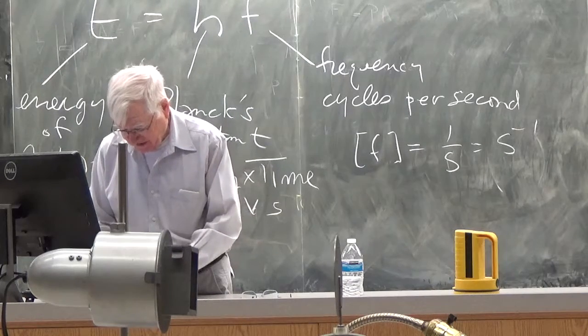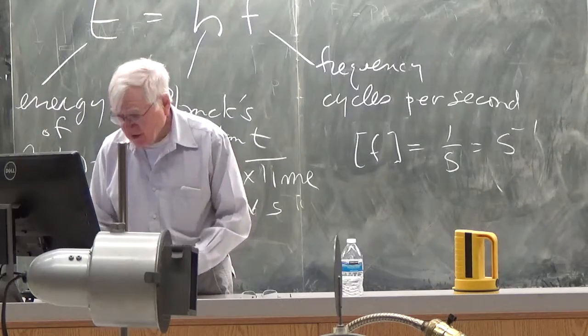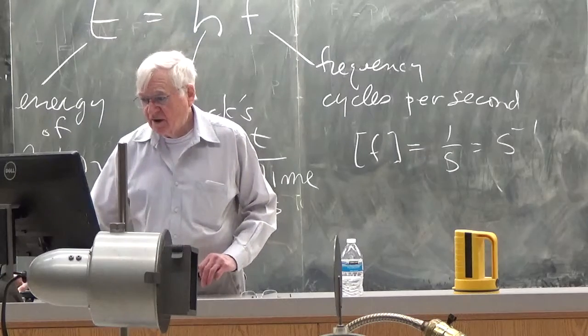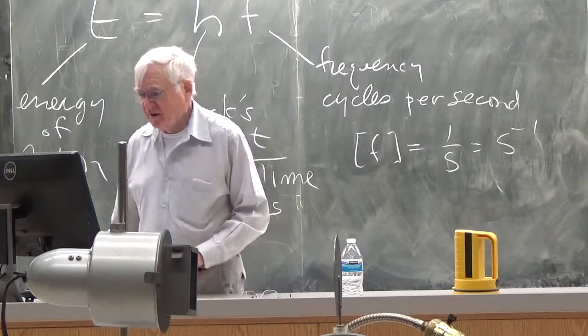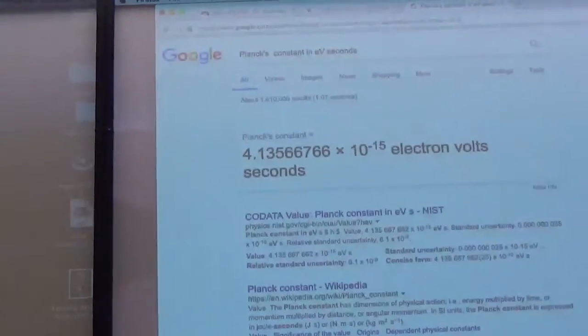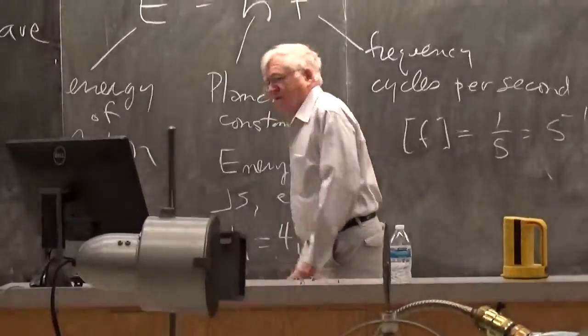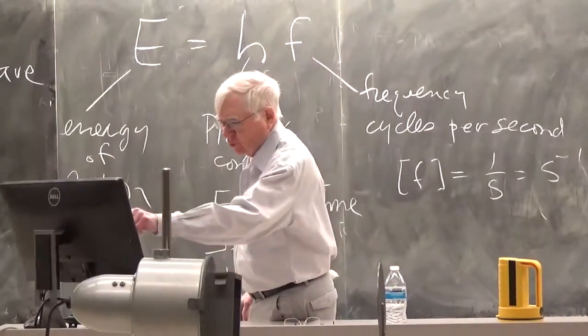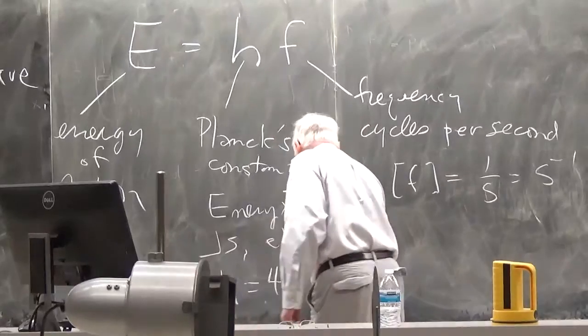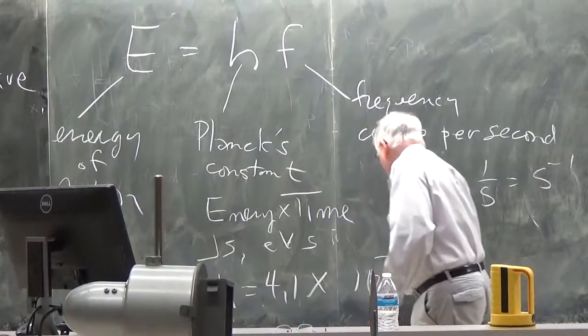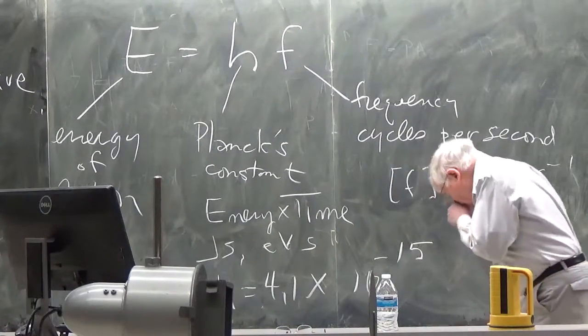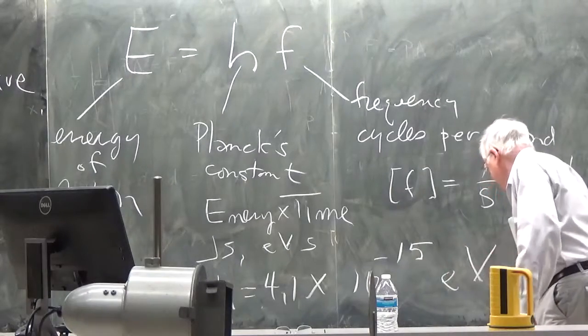In eV seconds. So in eV seconds, Planck's constant is 4.1, I'm going to round it off, 4.1 times 10 to the minus 15. Sorry, eV seconds.